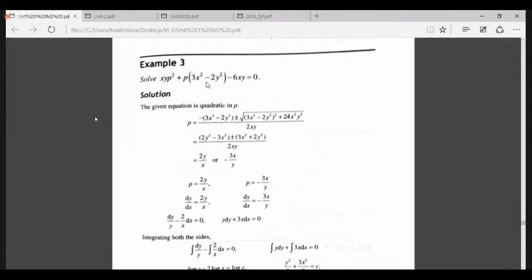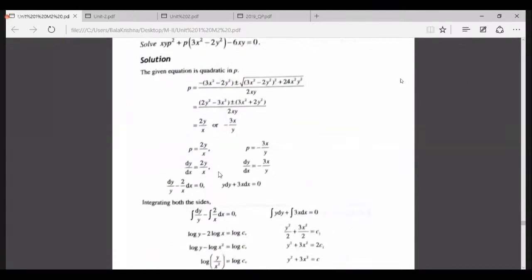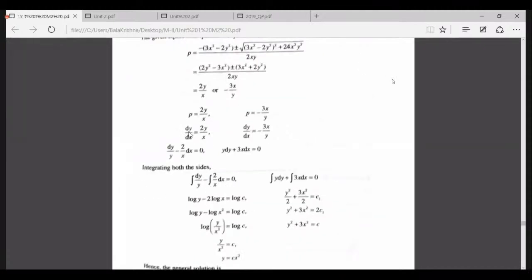Okay, so as it is a quadratic equation, ax square plus bx plus c equal to 0, the factors we find as x is equal to minus b plus or minus under root b square minus 4ac by 2a. Like this also you can find. Once you have factors like this, solve them by variable separable method.